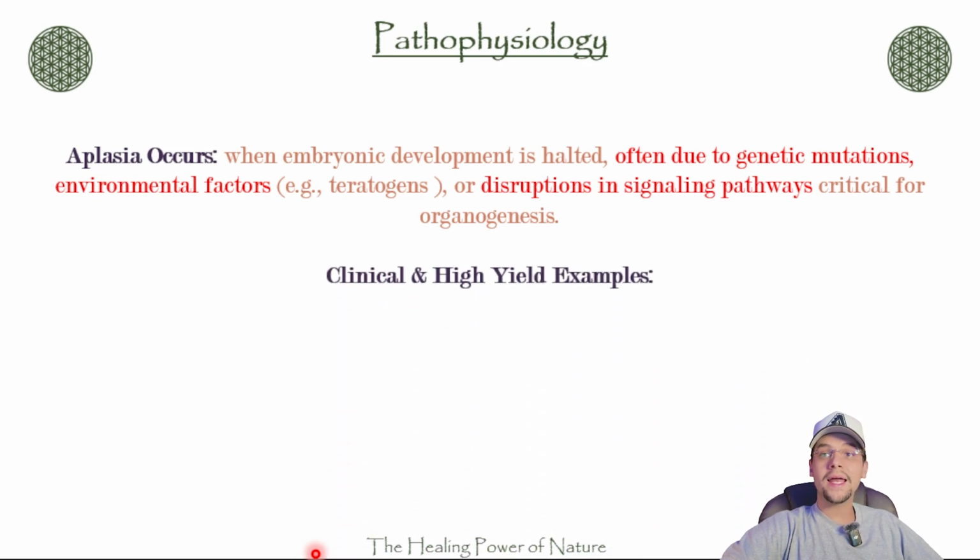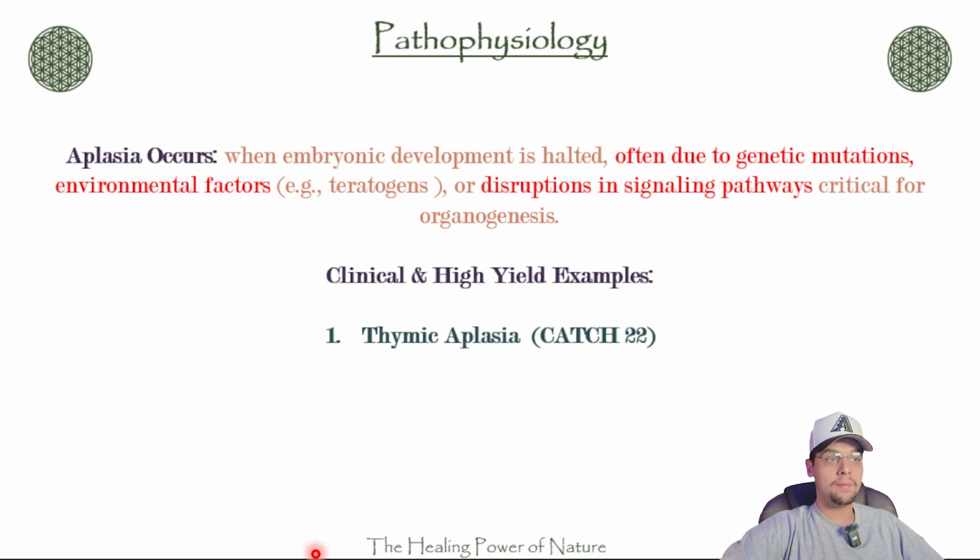So clinical and high yield examples. Like I said before, if you don't know everything we're talking about, it's okay. It's just important that you plant the seed. These are very high yield examples. They will show up over and over and over again. So you might as well start now. Start planting the seed. So first, thymic aplasia, also commonly referred to as CATCH-22, and I'll explain why.